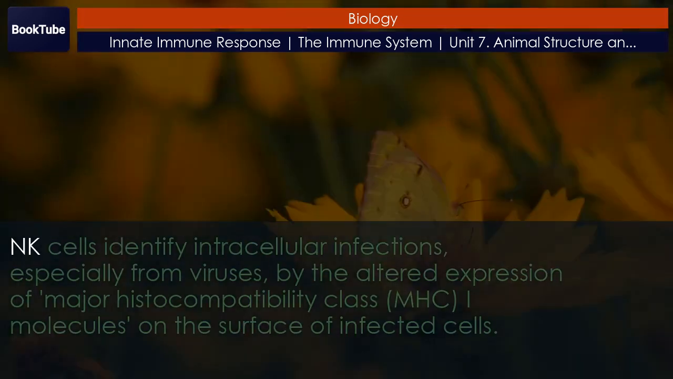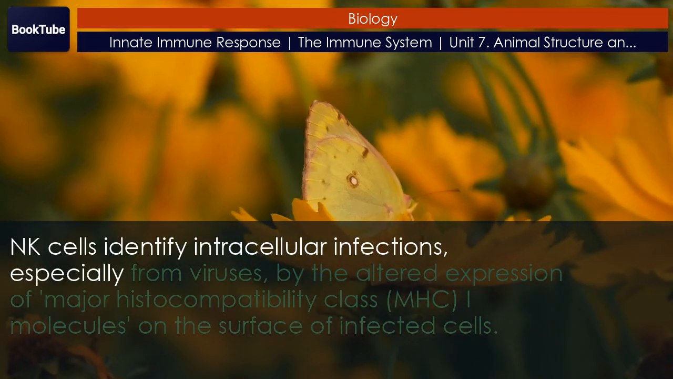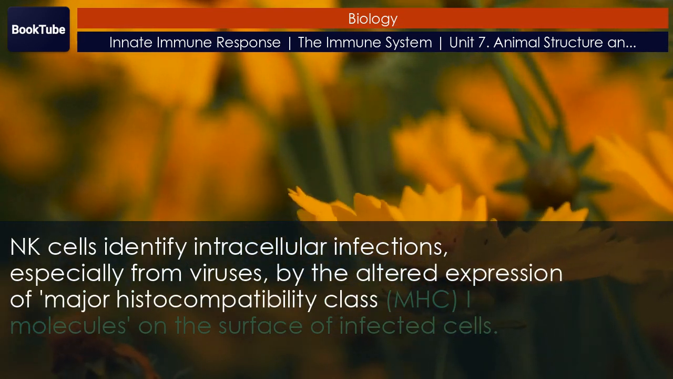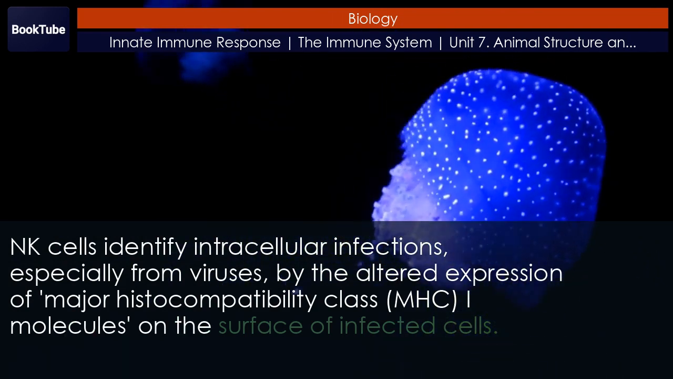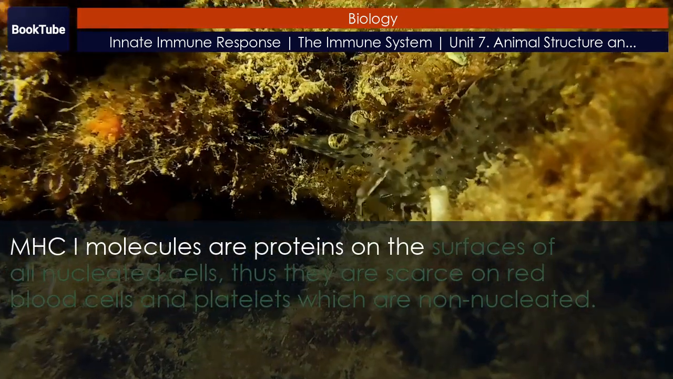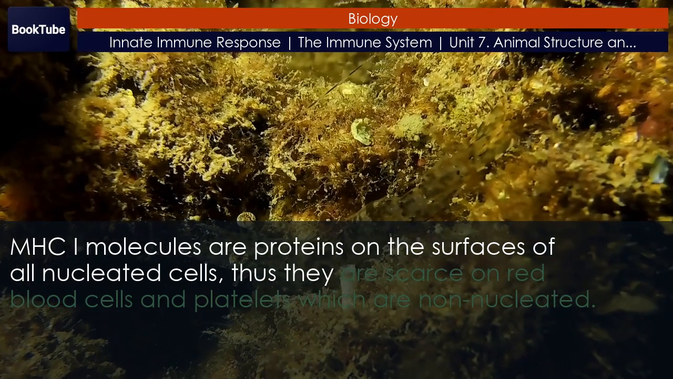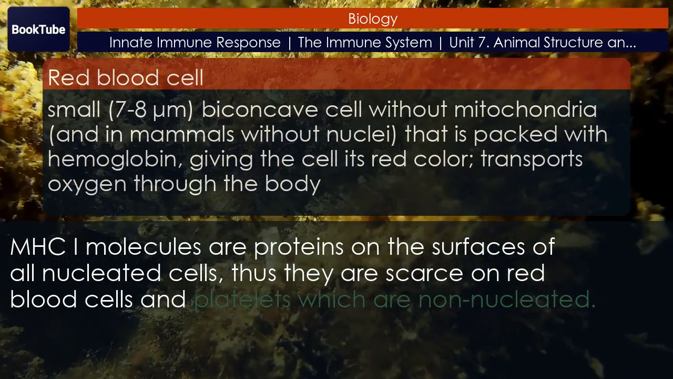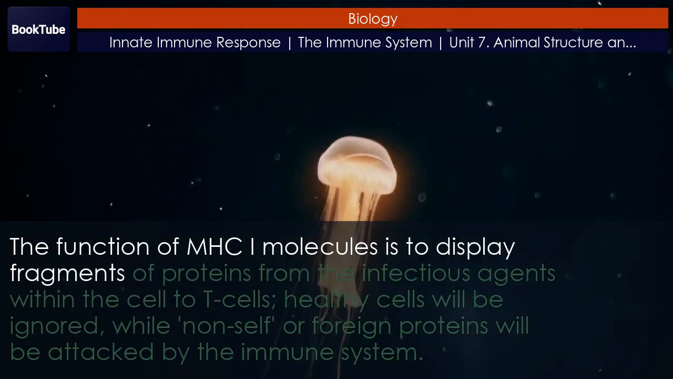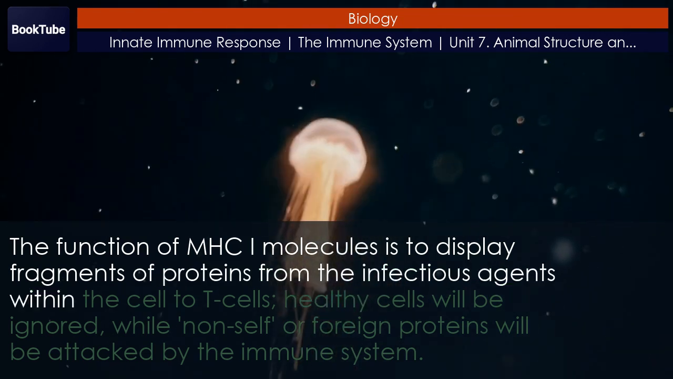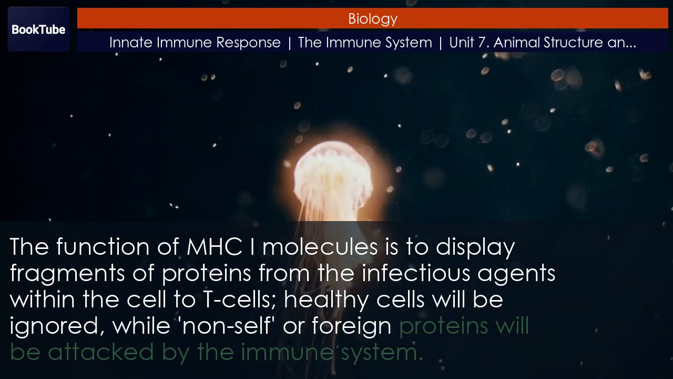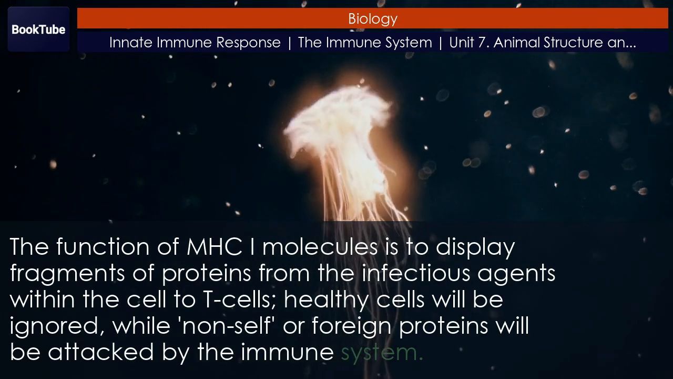NK cells identify intracellular infections, especially from viruses, by the altered expression of major histocompatibility class, MHC I, molecules on the surface of infected cells. MHC I molecules are proteins on the surfaces of all nucleated cells. Thus they are scarce on red blood cells and platelets, which are non-nucleated. The function of MHC I molecules is to display fragments of proteins from the infectious agents within the cell to T cells. Healthy cells will be ignored, while non-self or foreign proteins will be attacked by the immune system.